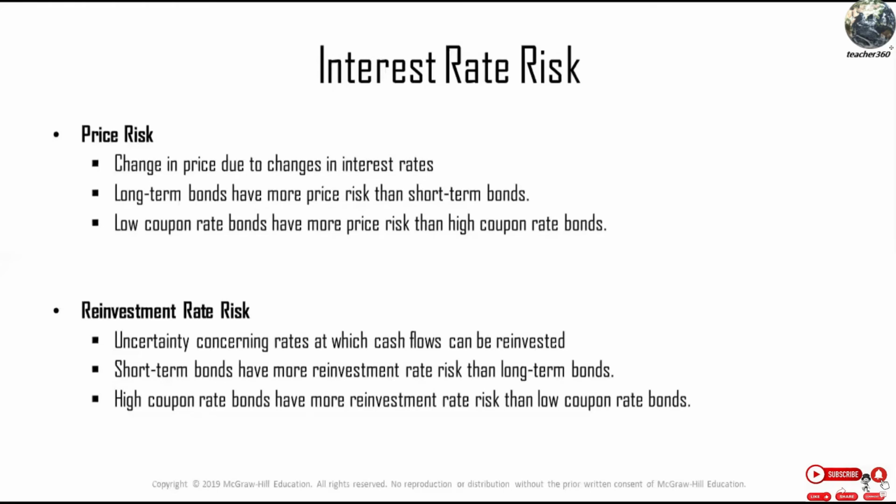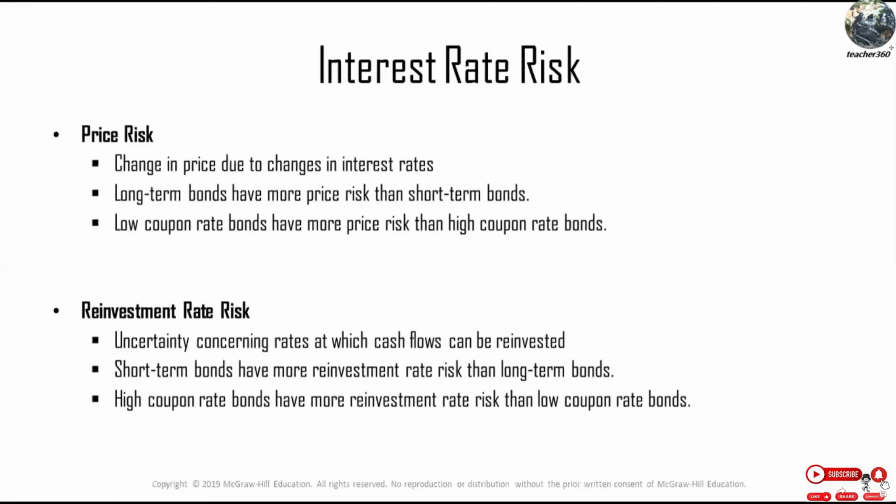The risk that arises for bond owners from fluctuating interest rate is called interest rate risk. How much interest rate risk a bond has depends on how sensitive its price is to interest rate changes. This sensitivity directly depends on two things: the time to maturity and the coupon rate.